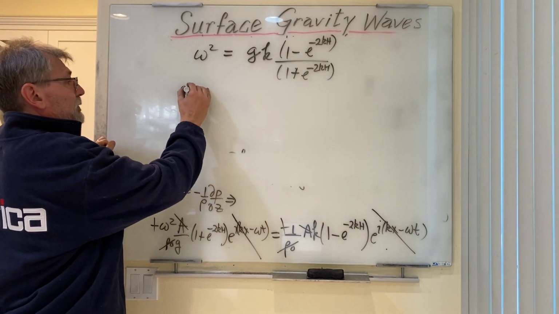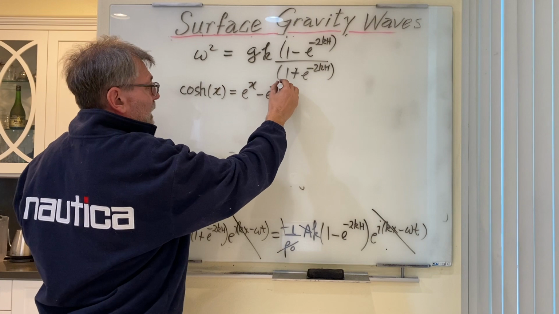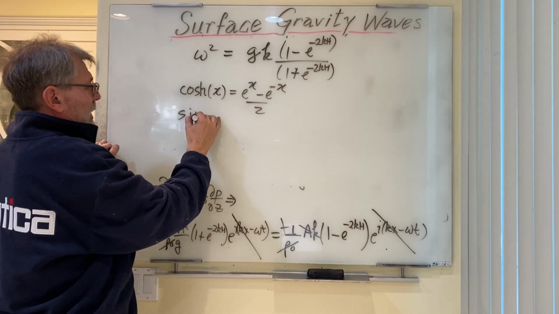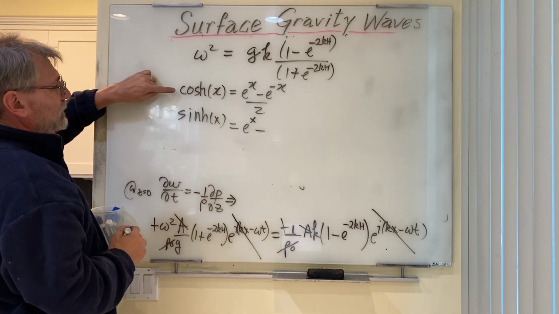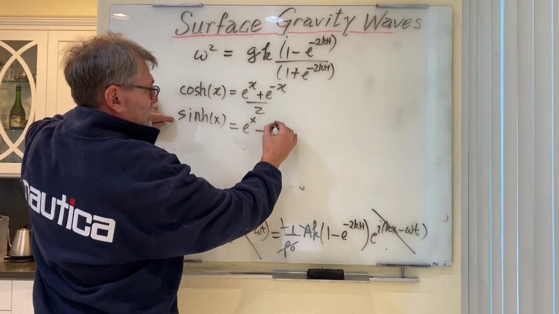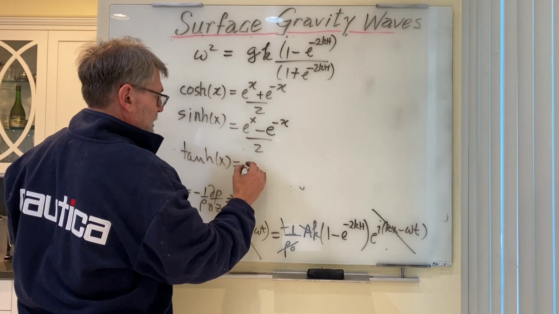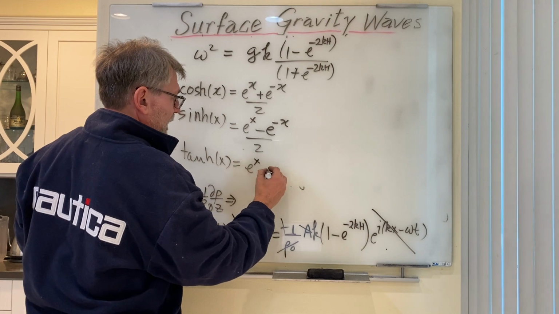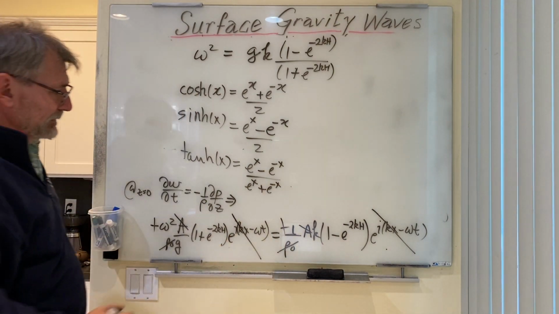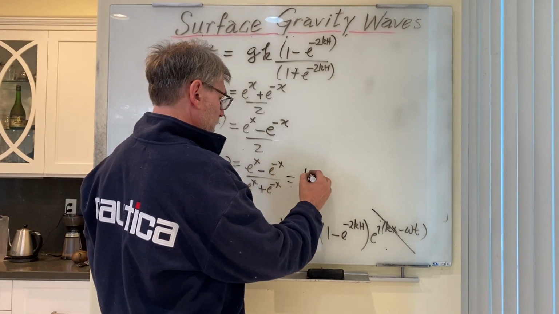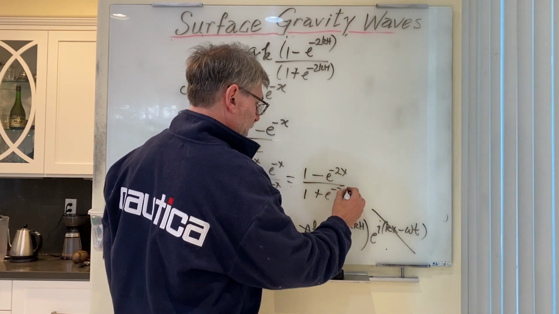So maybe you know this, but maybe you forgot. Hyperbolic cosine of x is just e to the x plus e to the minus x over 2. Hyperbolic sine of x is e to the x minus e to the minus x over 2. And the hyperbolic tangent of x is e to the x minus e to the minus x over e to the x plus e to the minus x. Or, if I divide top and bottom by e to the x, 1 minus e to the minus 2x over 1 plus e to the minus 2x.